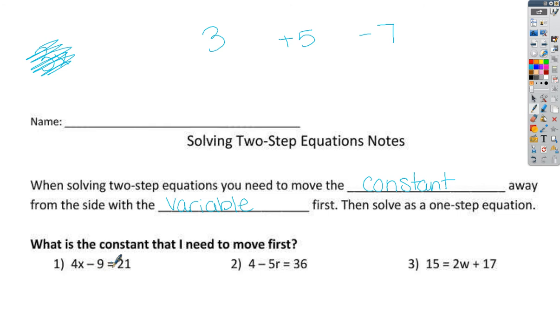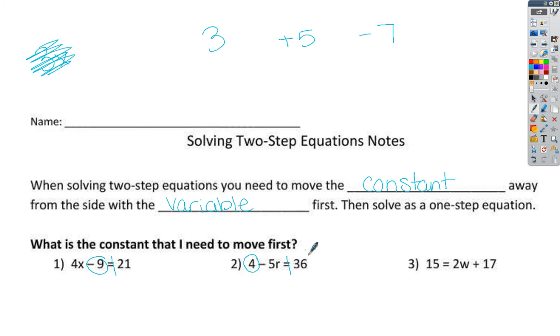So in the side with our variable, so this side of our equation, we're looking for the constant, and that constant is negative 9, or minus 9, because it does not have a variable. In number 2, we're looking on the side of our equation with our variable, so over here with 4 minus 5r, our constant is that number that does not have a variable, so 4.